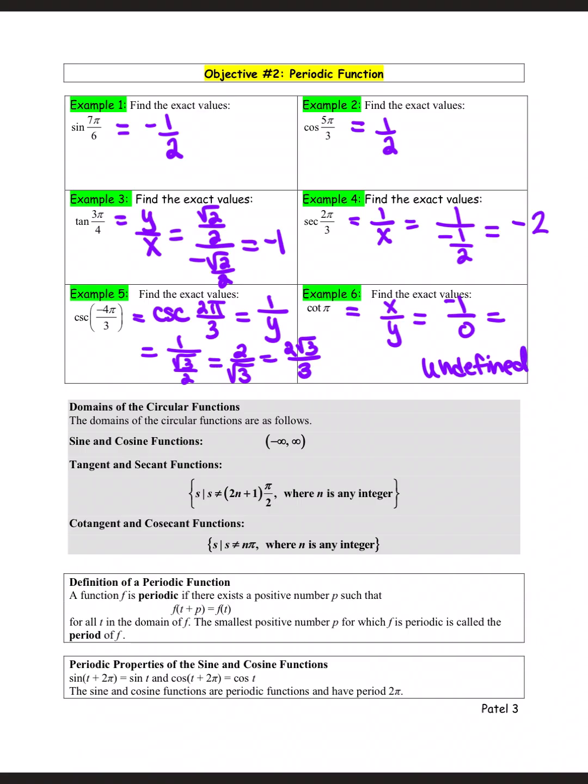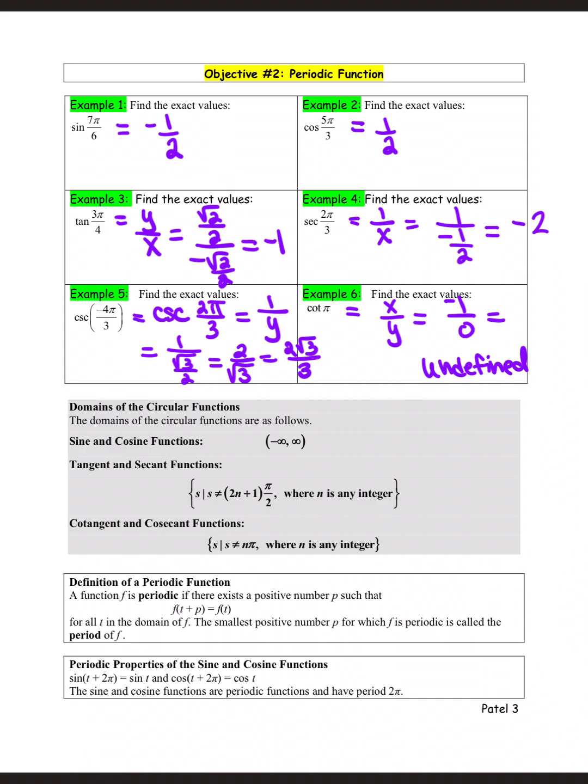The domain of the circular functions are as follows. The sine and cosine functions have domain negative infinity to infinity. The tangent and secant functions are such that s does not equal 2n plus 1 times pi over 2, where n is any integer. The cotangent and cosecant functions are such that s cannot equal n times pi, where n is any integer.